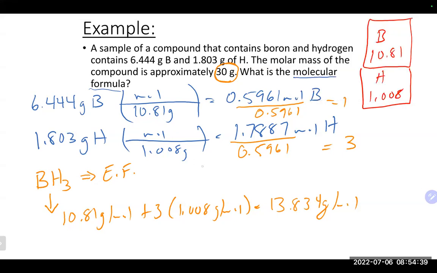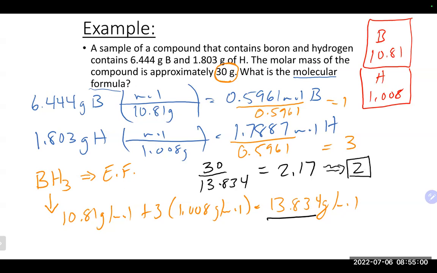So what we will do is take the molar mass that was given to us in the problem, which is the approximate molar mass there, and divide it by the molar mass of our empirical formula, 13.834. And that is going to get us like a 2.17. Again, on this sort of guy, it is okay to round. So we'll call that a 2.